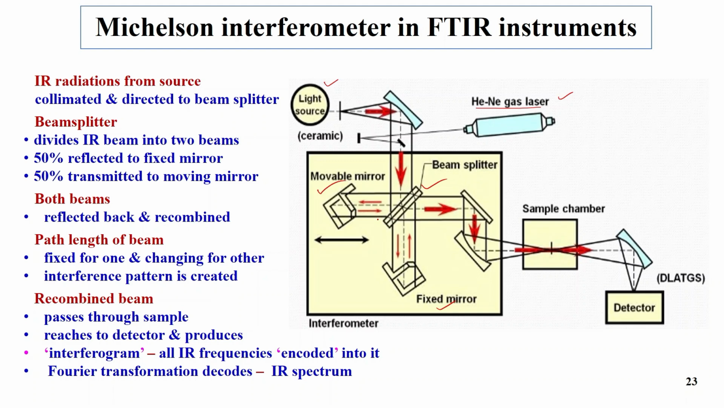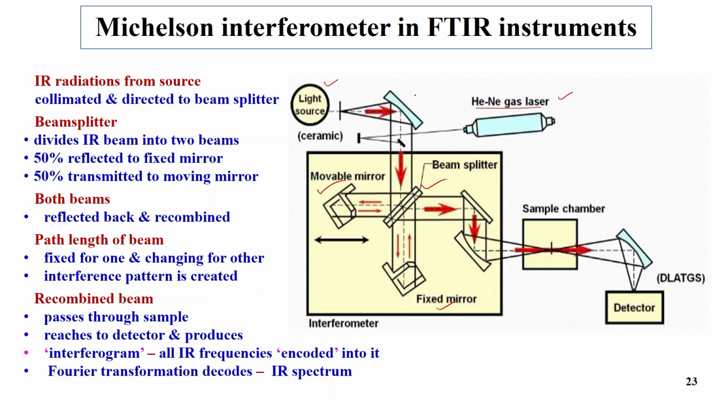All the frequencies from around 400 to 4,000 centimeter inverse, covering 9,000 frequencies, are modulated, and the interferogram will have the information representing all 9,000 frequencies. That path difference is created by lambda, 2 lambda, 3 lambda. So the path difference will be created, and then we will have the interferogram. Now the beam splitter: here you see that the IR radiation from the source is collimated by a collimating mirror.